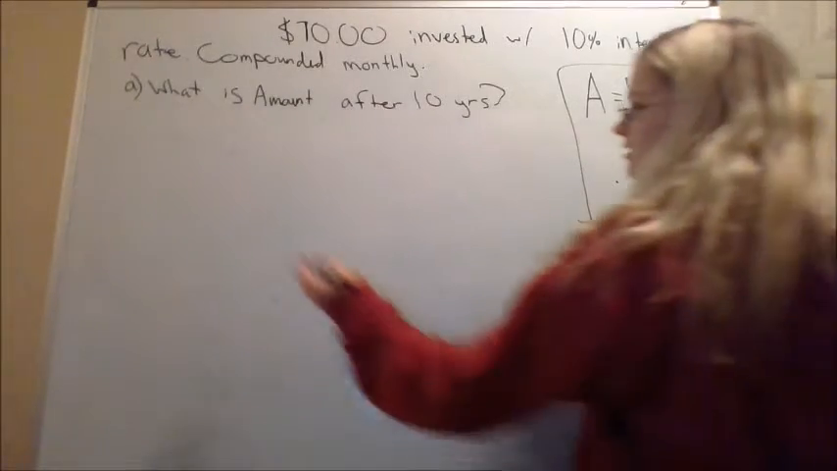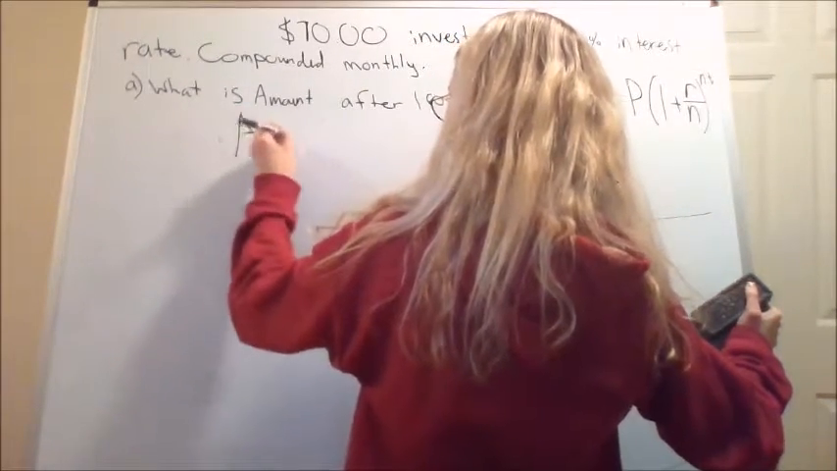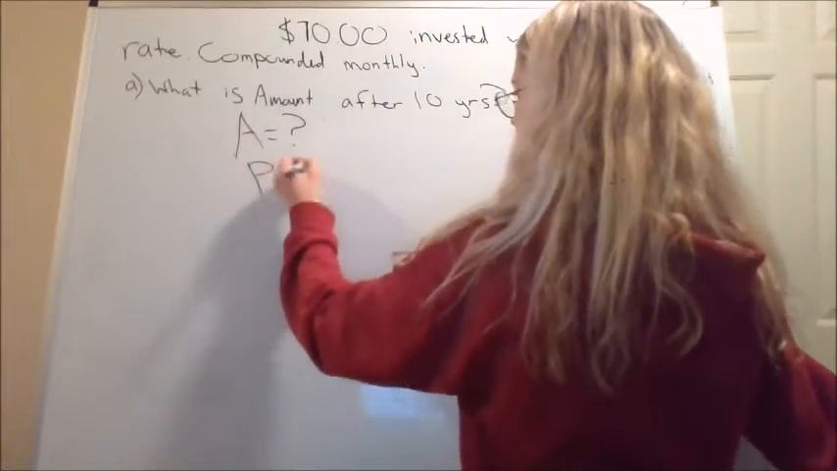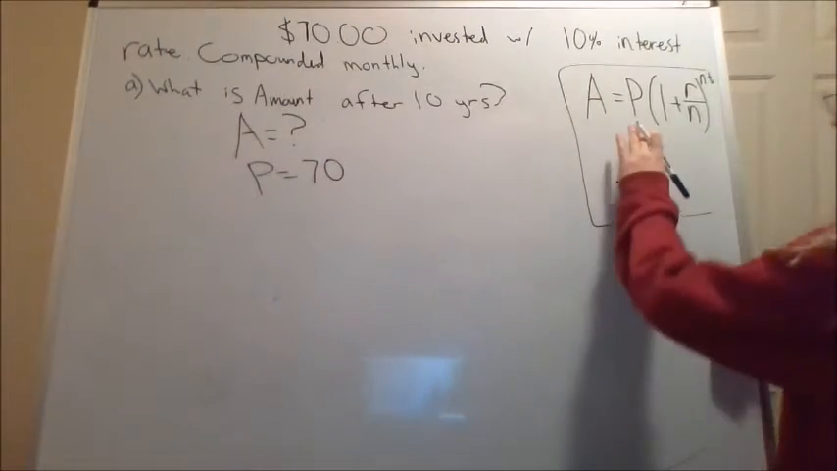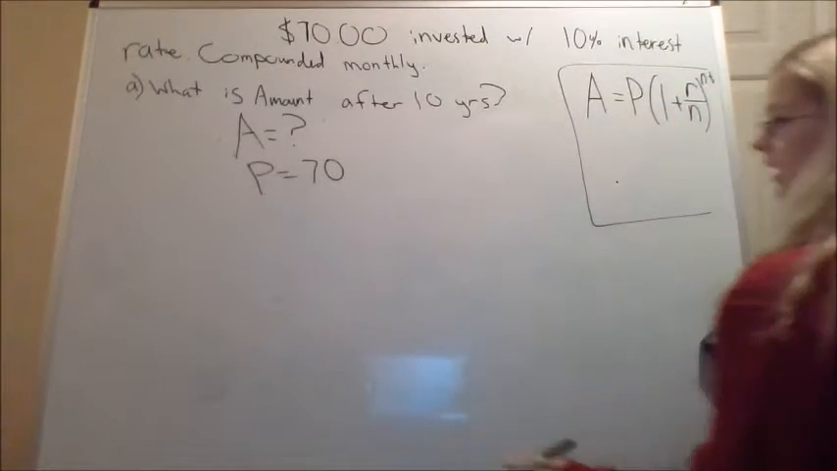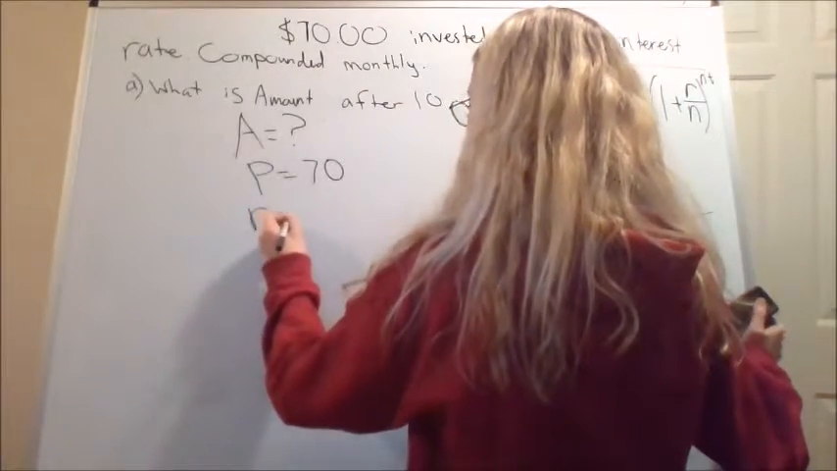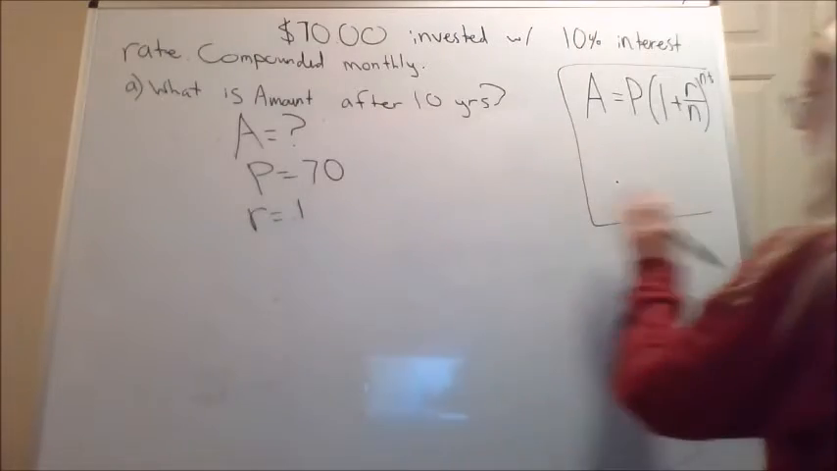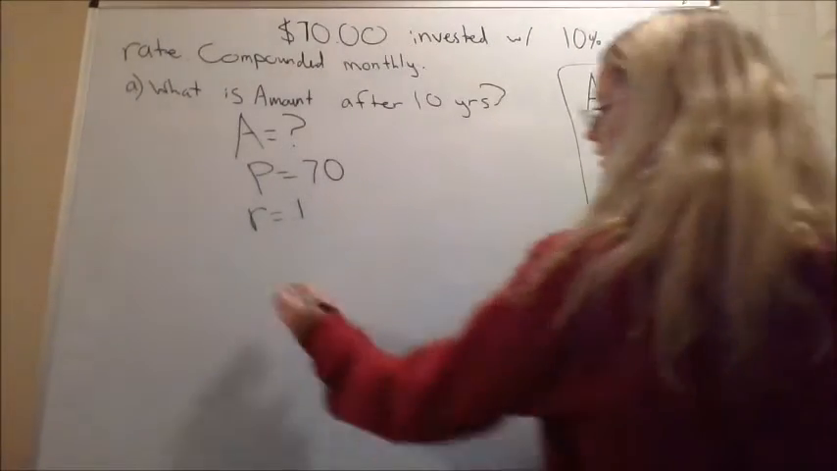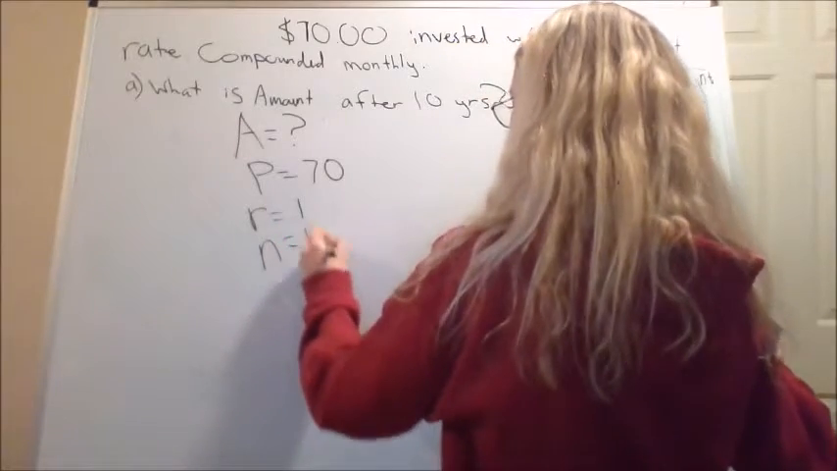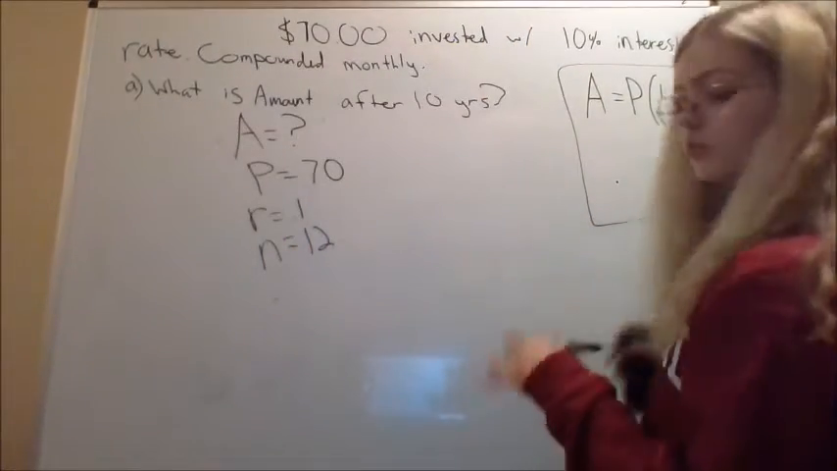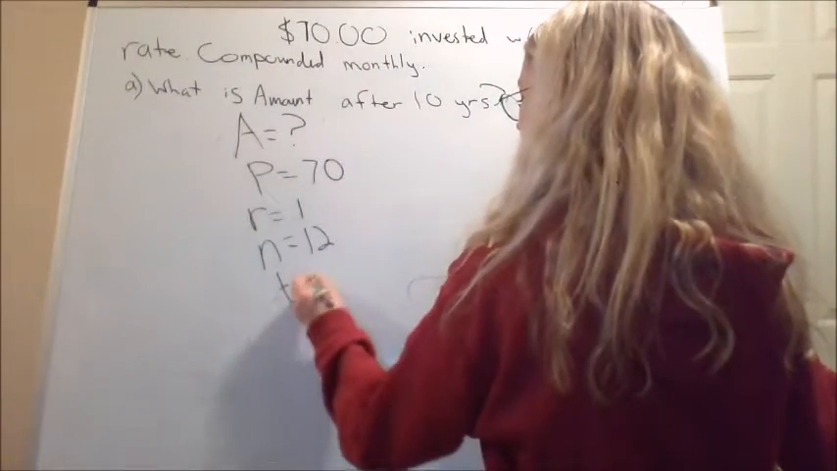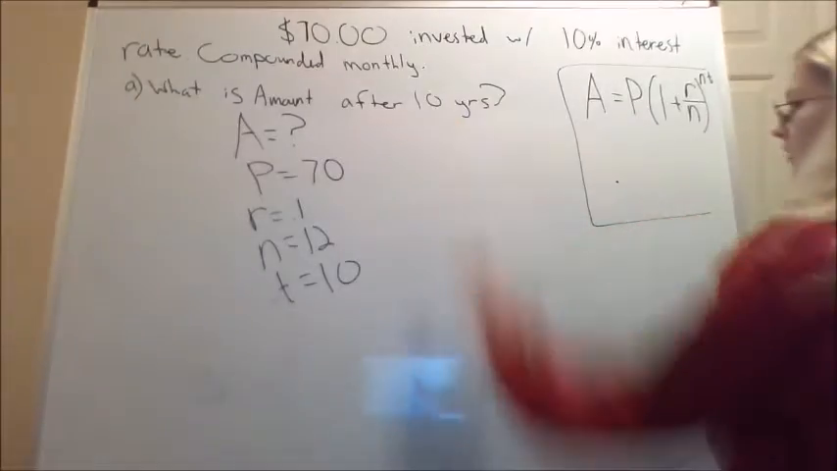So, in our case, A is our unknown. We want to figure out A. P is $70. That's our initial amount. Our interest rate is going to be 0.1. And don't forget, don't put 10 here. It's 0.1 because it's 10%. Our N here is going to be 12 because since we're compounding each month, we're going to compound 12 times per year. And then our T is 10 years. 10 years right there.